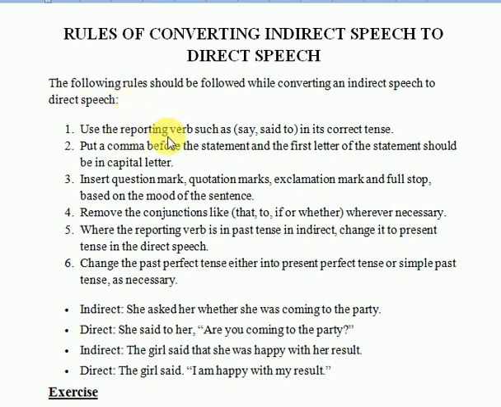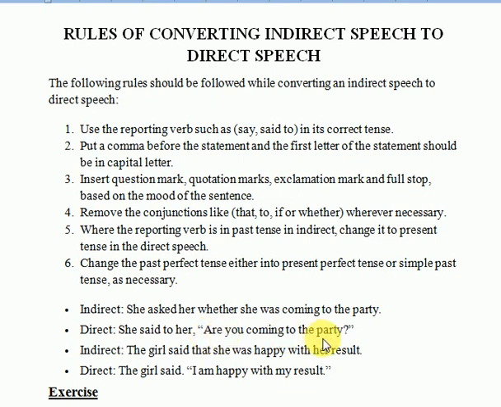First of all, the reporting verb used in direct speech would be say or said to. Secondly, we are going to put a comma before the statement, and the first letter of the statement of the reported speech should be in capital letter.